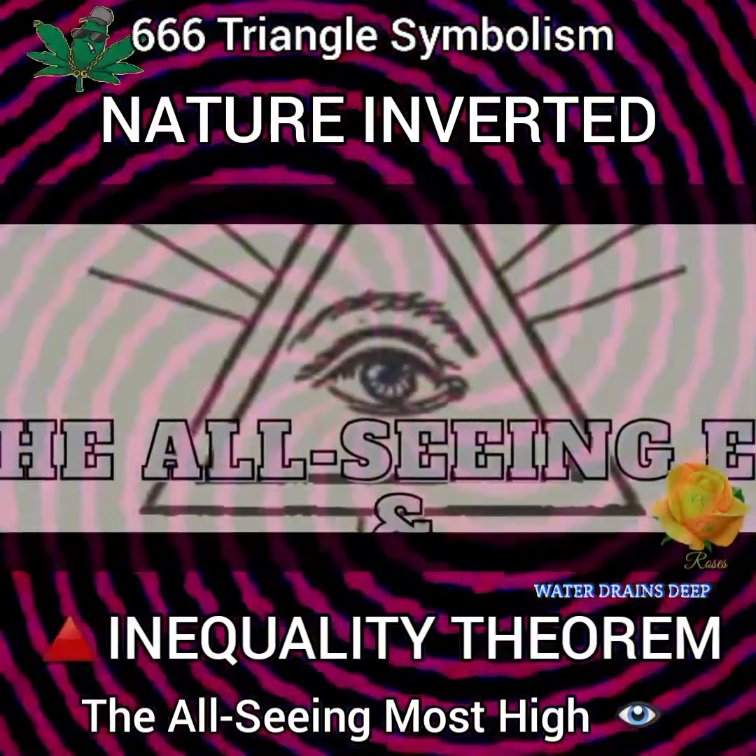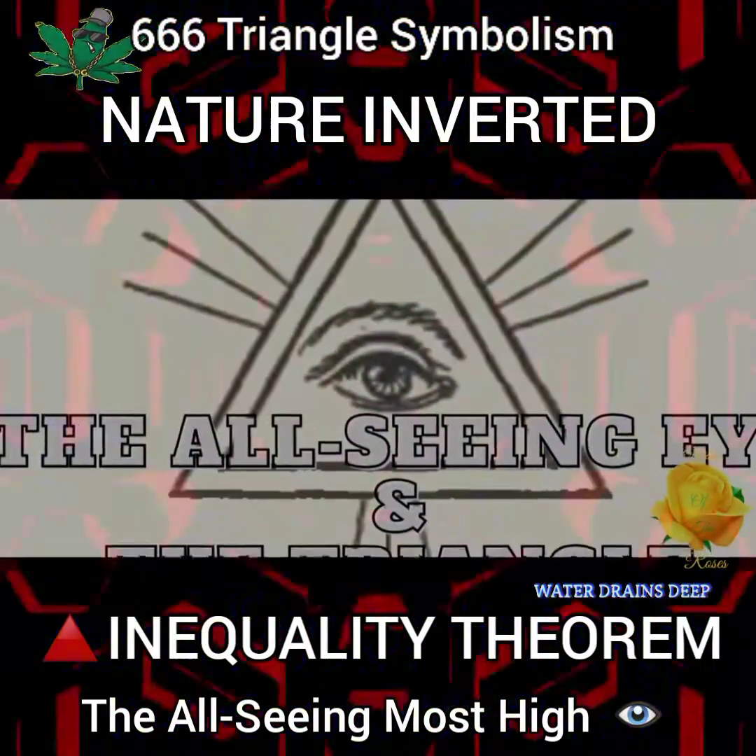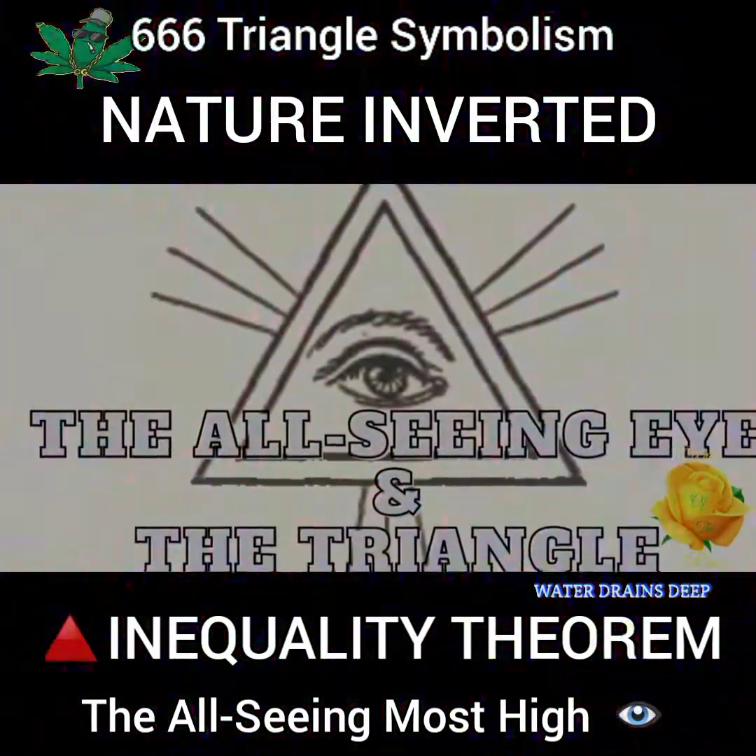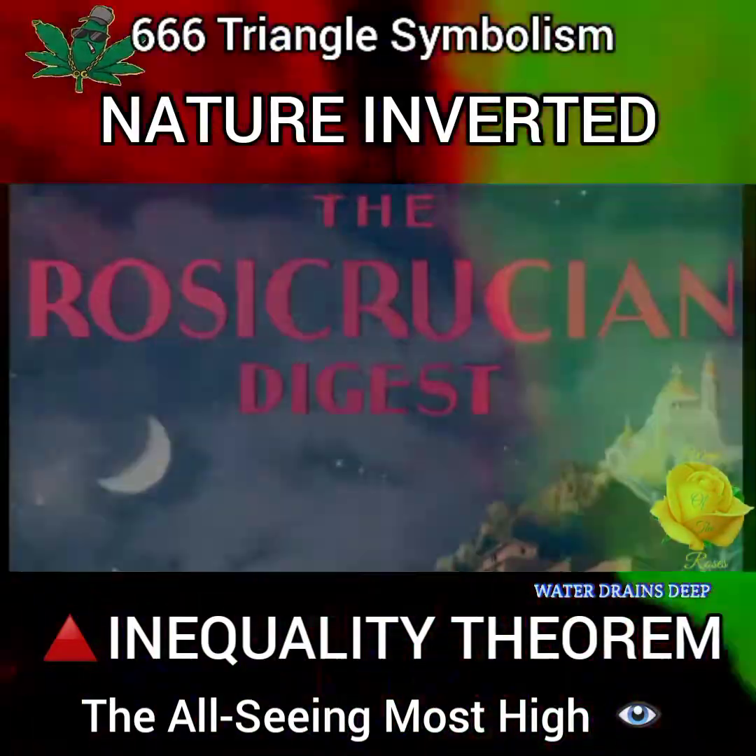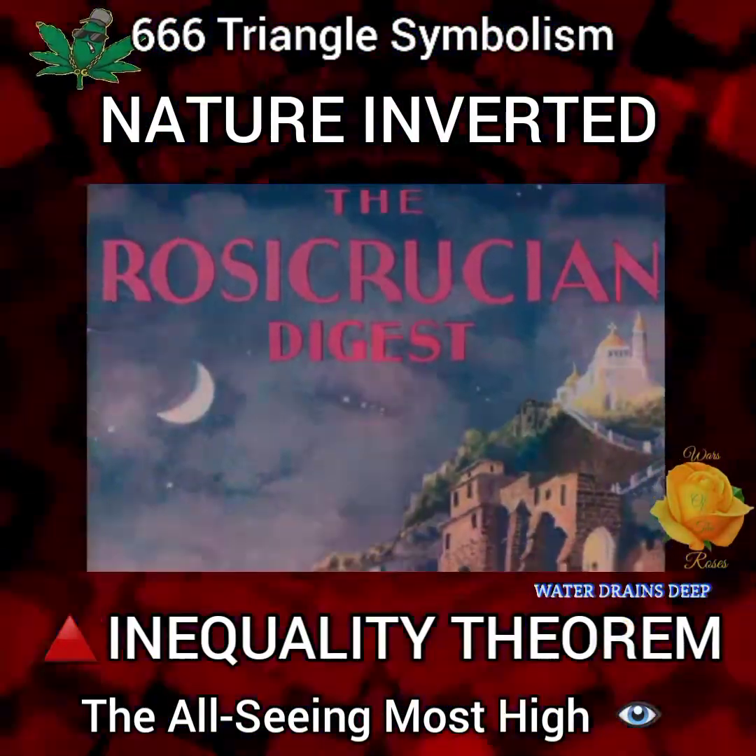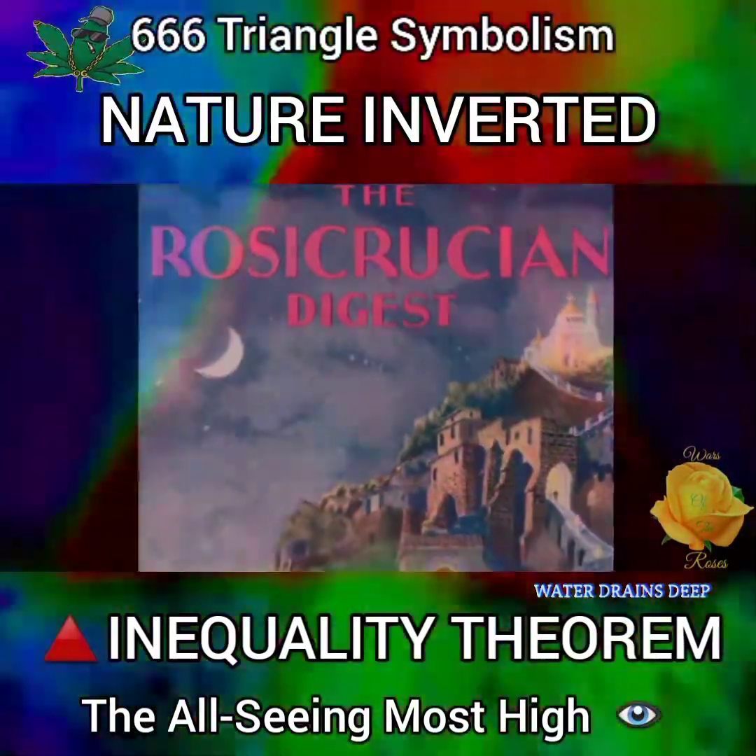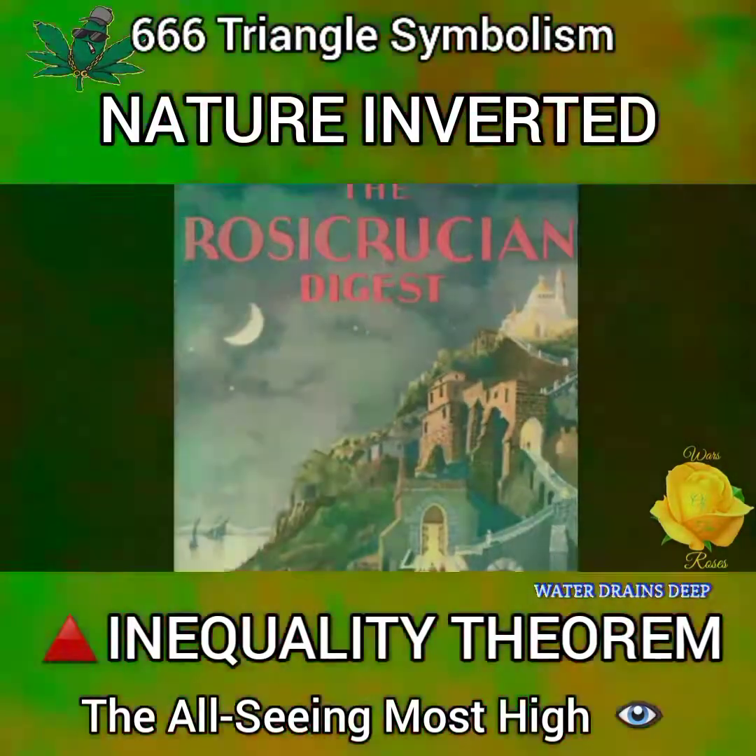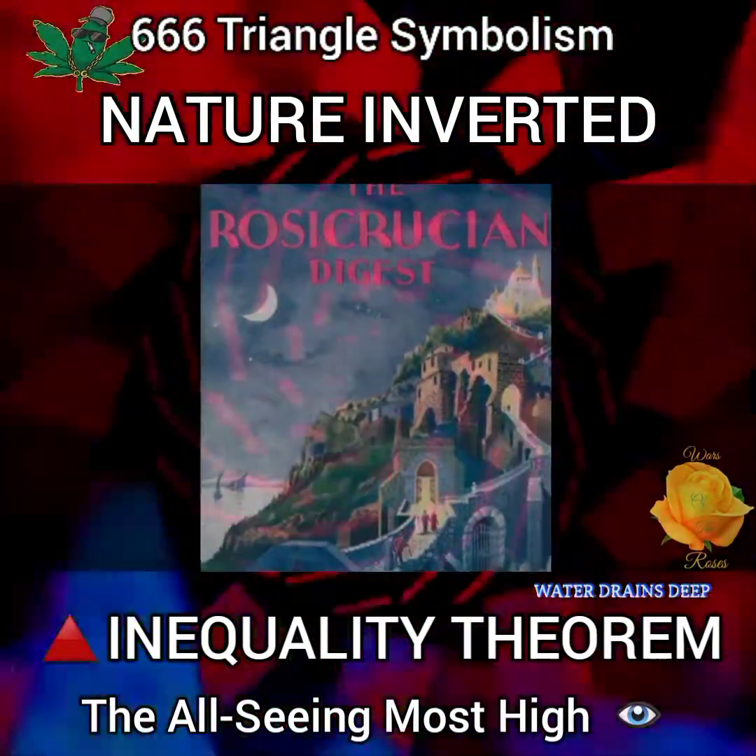We continue with the Ancient Symbolism series, the All-Seeing Eye and the Triangle. An article taken from Rosicrucian Digest, Volume 12, Number 8, September 1934.